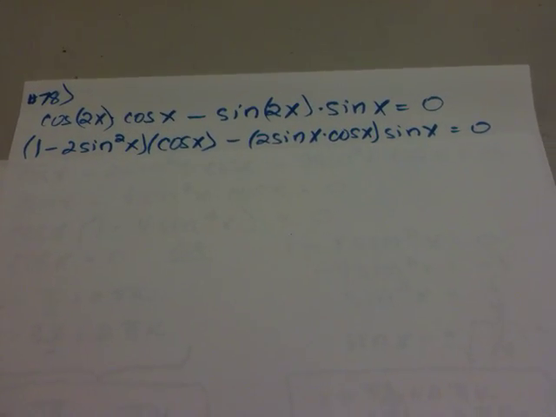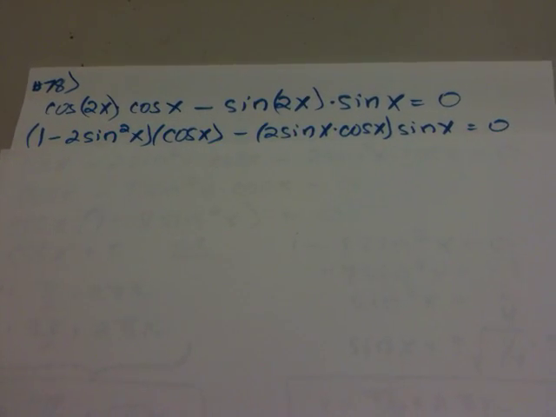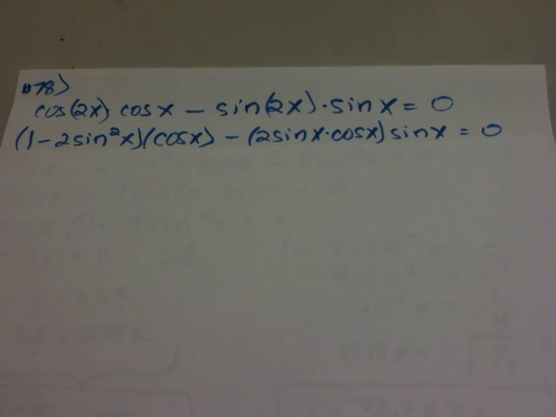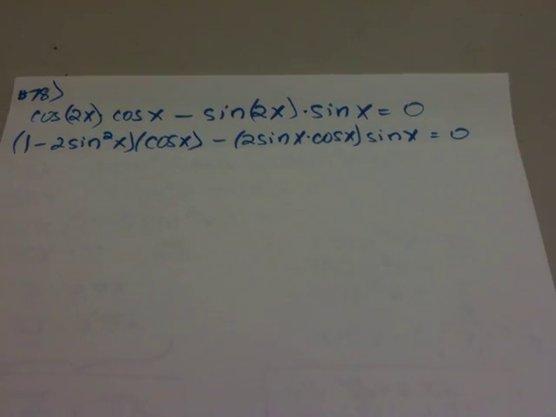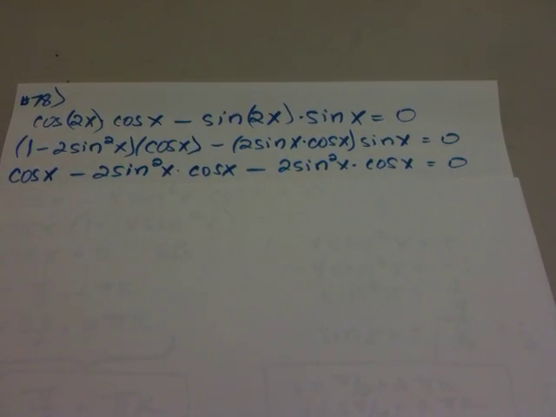So my next step looks like this. Cosine of 2x has been replaced with 1 minus 2 sine squared x. All of that is going to be multiplied by cosine x. Minus the sine of 2x is going to be replaced by 2 sine of x cosine of x, all times the sine of x, and that's going to be equal to 0.